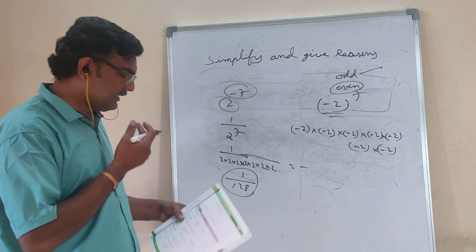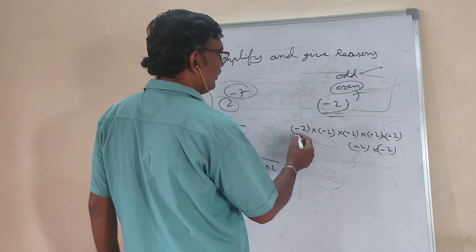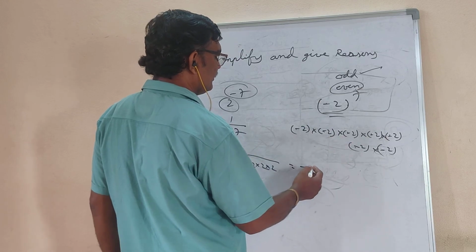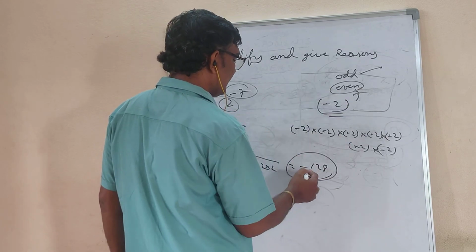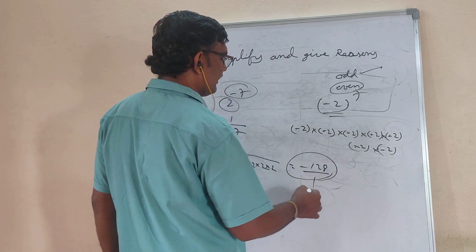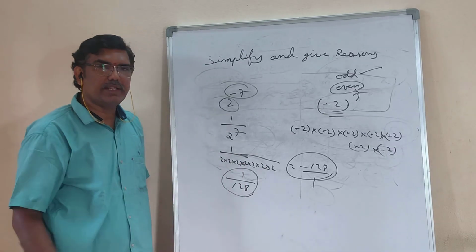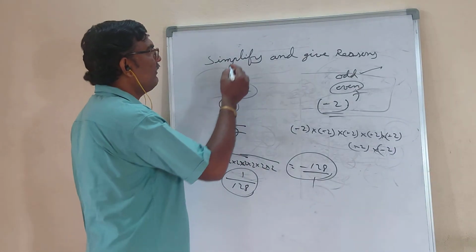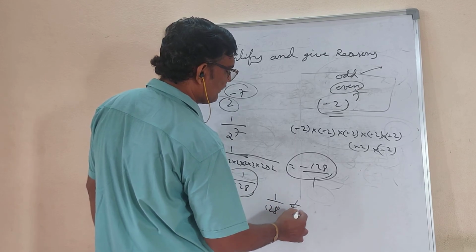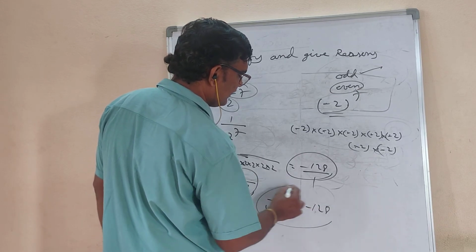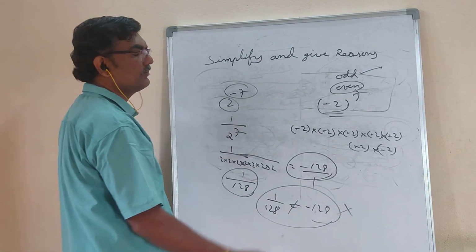Next, 2 into 2 into 2, 7 times. All are in the numerator only. So 2 power 7 gives you 128. The answer for this is minus 128, in the numerator. And 1 by 128 is never equal to minus 128. These two are not the same.